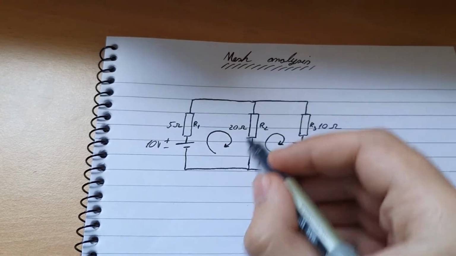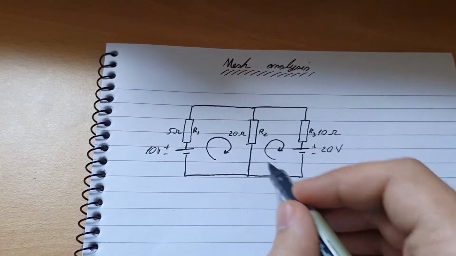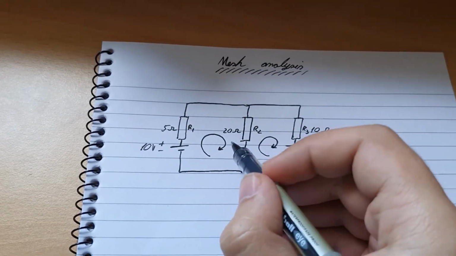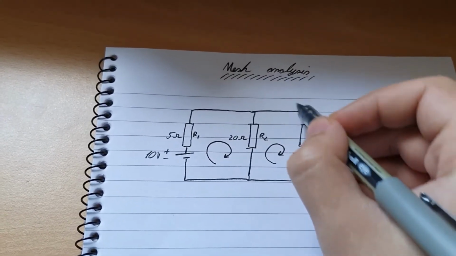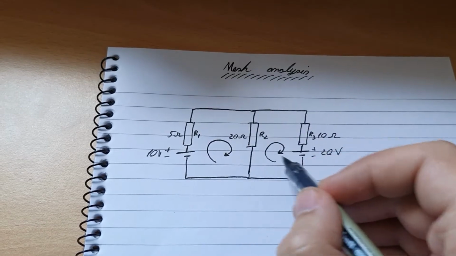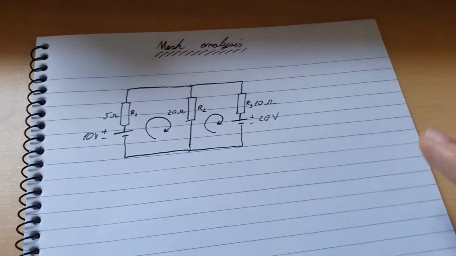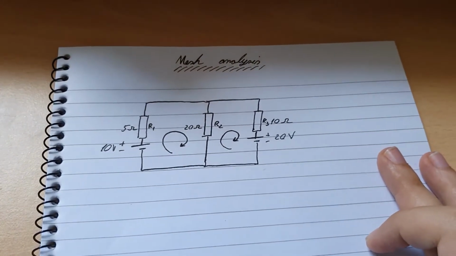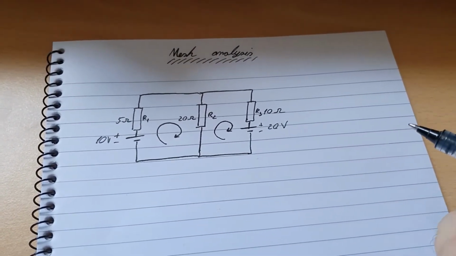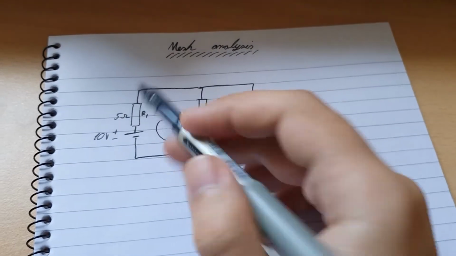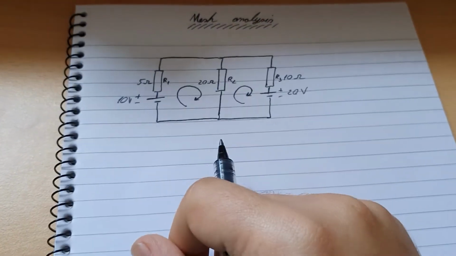So the current flow will be in this direction. We assume it's in this direction. Now, we can't do it differently. We can't put one in one direction and the other one in the other direction. Both of them will need to be either clockwise or anti-clockwise. Now, unlike node analysis, mesh analysis is based more on the currents, so we don't need to use any nodes to determine the voltage inside the circuit.